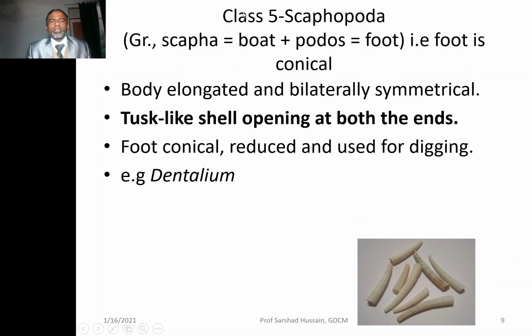Then the fifth class is the class Scaphopoda. Scapho means board, poda means foot, because the foot is conical and the conical shape resembles a board. The body is elongated and bilaterally symmetrical. You can look at this elongated body and the tusk-like shell, open at both ends. You can compare it with the tusk of an elephant. It is exactly like that. The shell has openings at both ends. The foot is conical, reduced and used for digging. Example is Dentalium, and this is the picture of Dentalium.